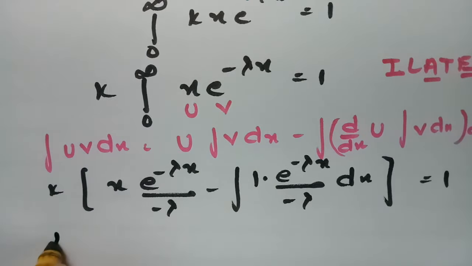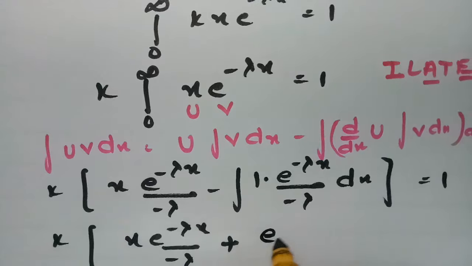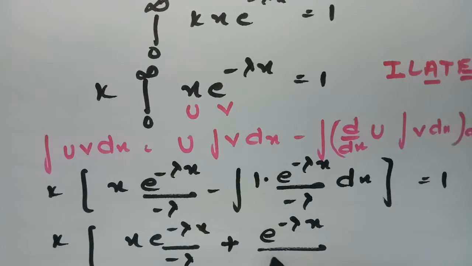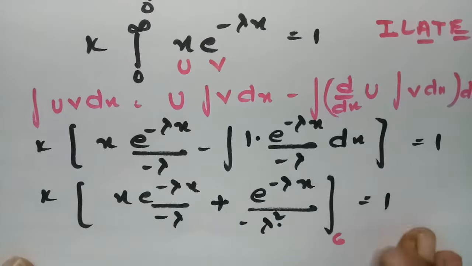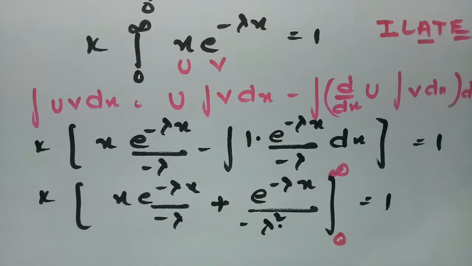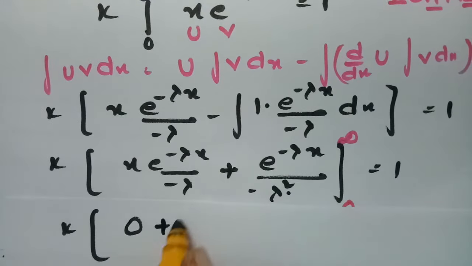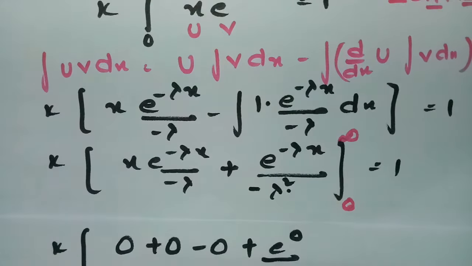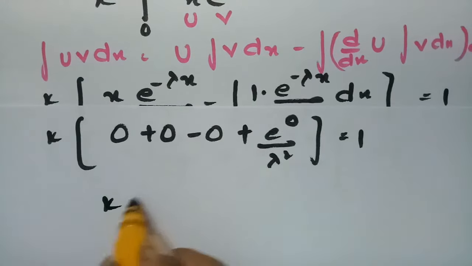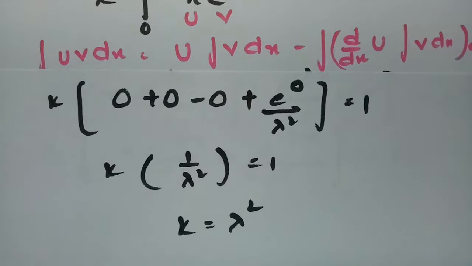Again there is an integration here, so k times: x e power minus lambda x by minus lambda, here minus into minus gives plus, and integrating again gives e power minus lambda x by minus lambda square, between the limits 0 to infinity. If I substitute the upper limit, e power minus infinity is 0, so both terms are 0. For the lower limit, x is 0, and minus into minus gives plus e power 0 by lambda square. So k times 1 by lambda square is equal to 1, and I get the k value as lambda square.